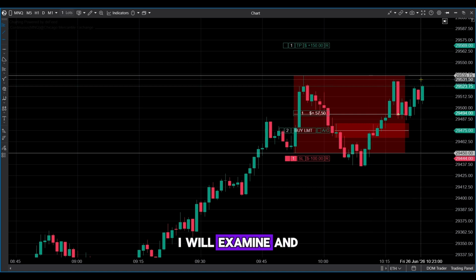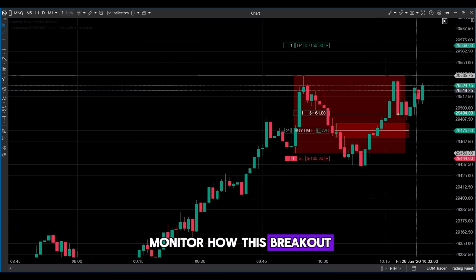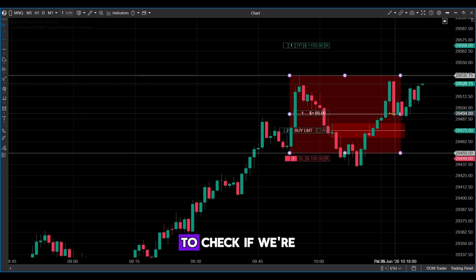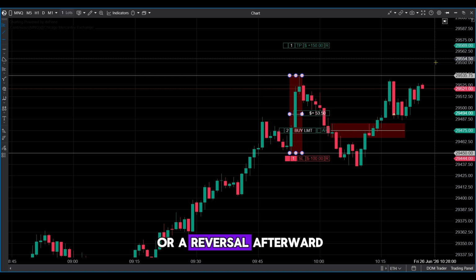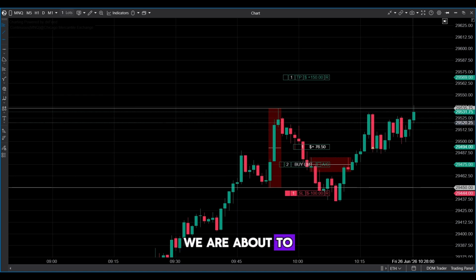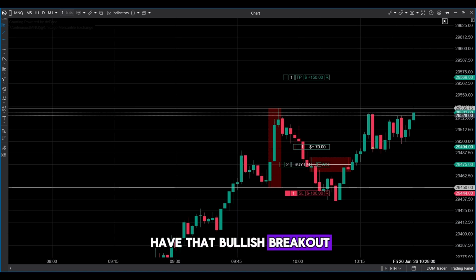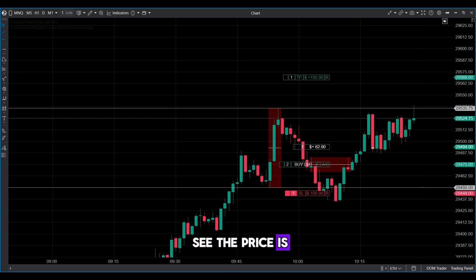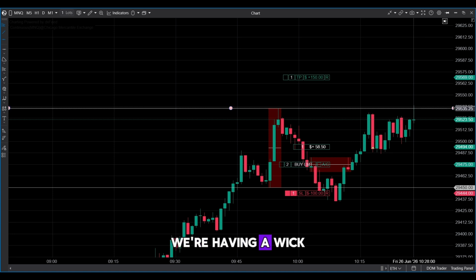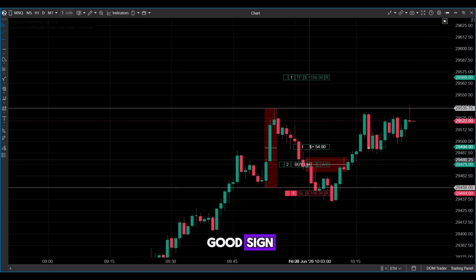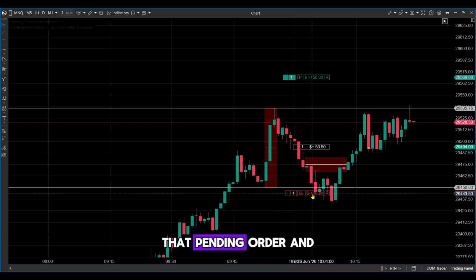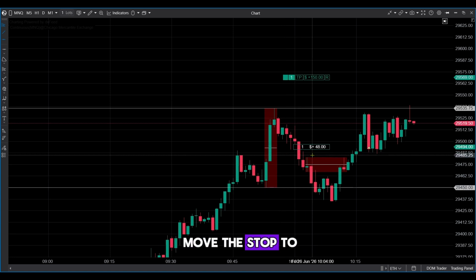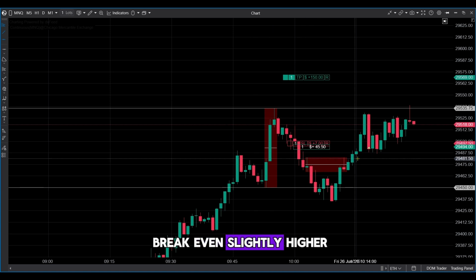I will examine and monitor how this breakout will be placed to check if we're going to have a continuation or a reversal afterward. We are about to have that bullish breakout. As you guys can see, the price is struggling with $535. We are having a wick. This is not a good sign. I'm going to cancel that pending order and move the stop to break even slightly higher.